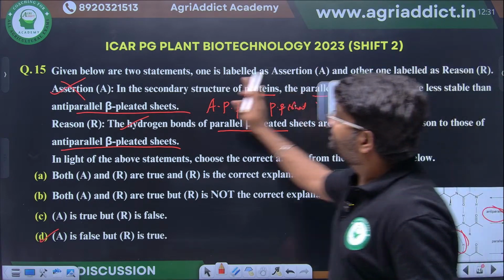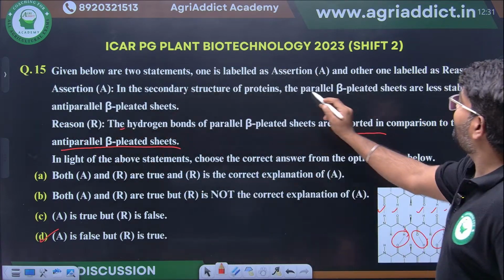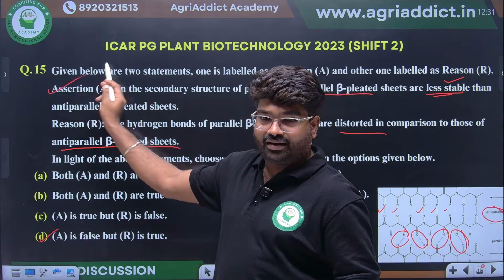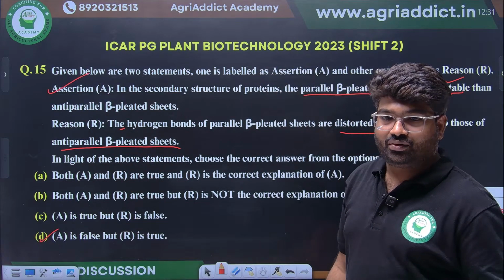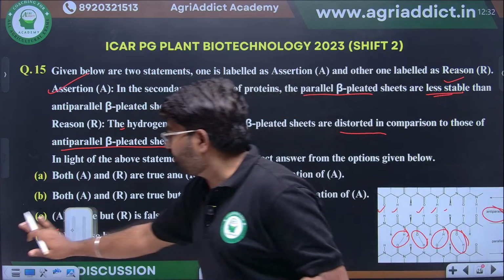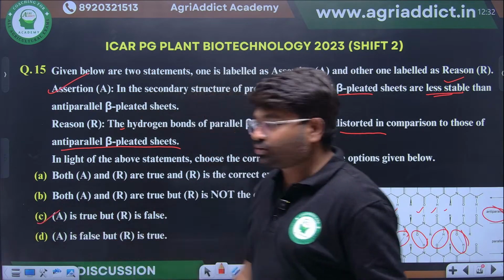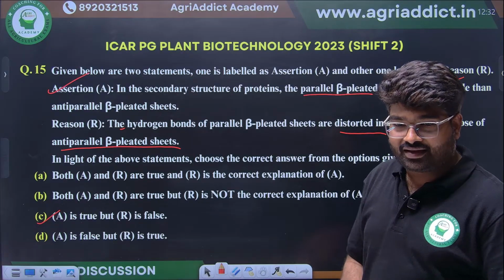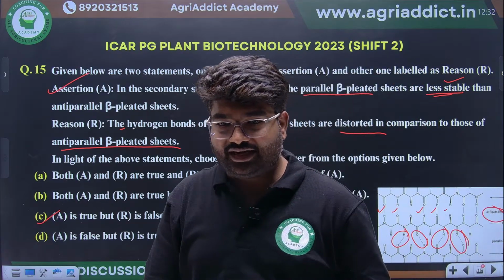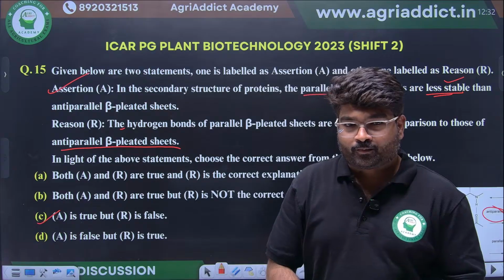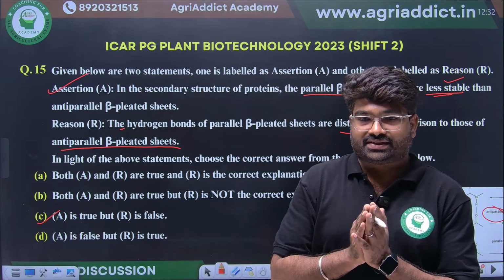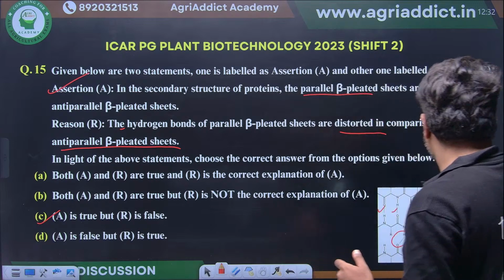Okay. Here they have given parallel or less stable. This will be right only, correct? Parallel or less stable only. Yes, very good. So A is true and R is correct. R is false. Clear now? Udaya Lakshmi, whether it is right now? Just let me know. Yes, very good.